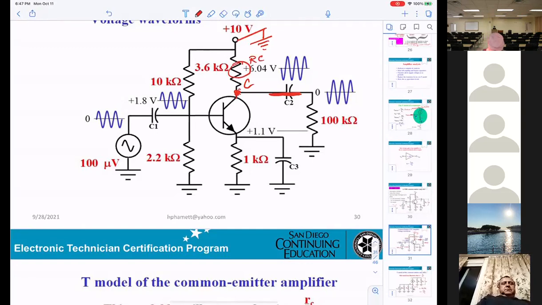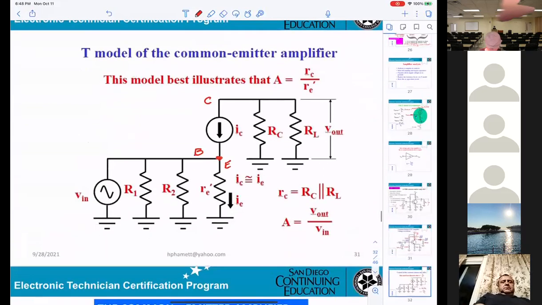One side connects to the collector, the other side connects to ground. And I also have another resistor right here, RL, the load. One side connects to the collector, the other side to ground. So that's why you can see right here, at the collector, you get RC connected to collector and ground, and RL connected to the collector and ground.